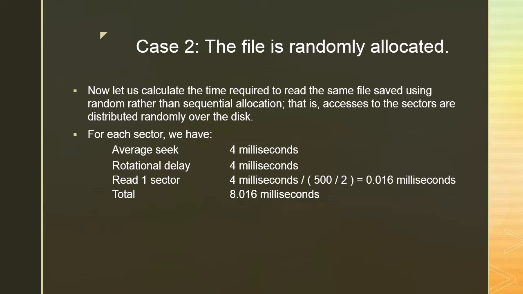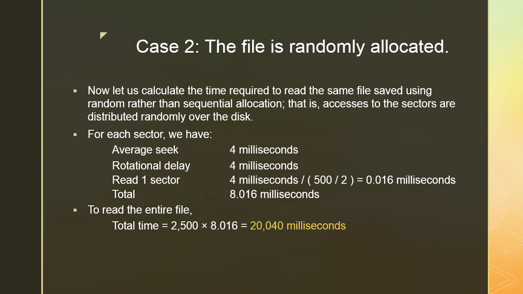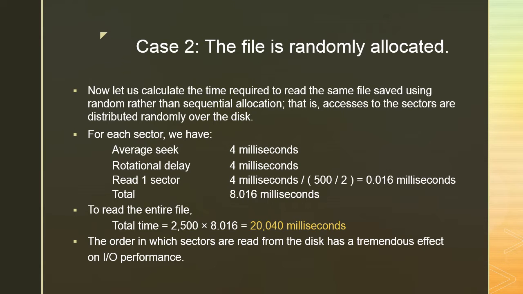So the total is 8.016 milliseconds. To read the entire file, total time is 2500, which is the number of sectors, times 8.016, which is the time for one sector, and we get 20,040 milliseconds. Compare that to 64 milliseconds in case 1. It is clear that the order in which sectors are read from the disk has a tremendous effect on I/O performance.